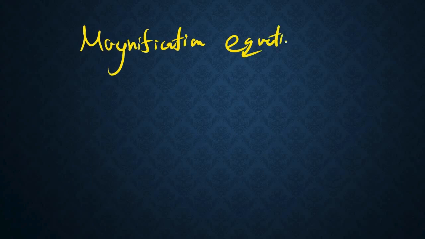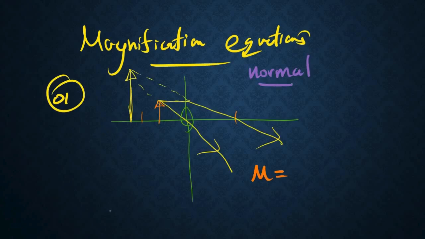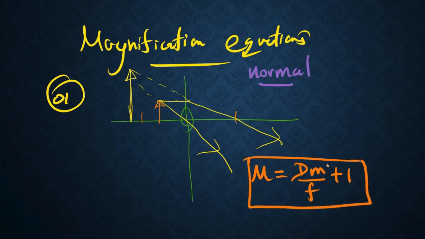Moving into magnification equations of all the optical instruments. Let's start with number 1, simple microscope. Here we have the first one, simple microscope normal adjustment: M equals D_m over F plus 1. Here D_m, we take it as the least distance of distinct vision, it's 25 centimeters, right?